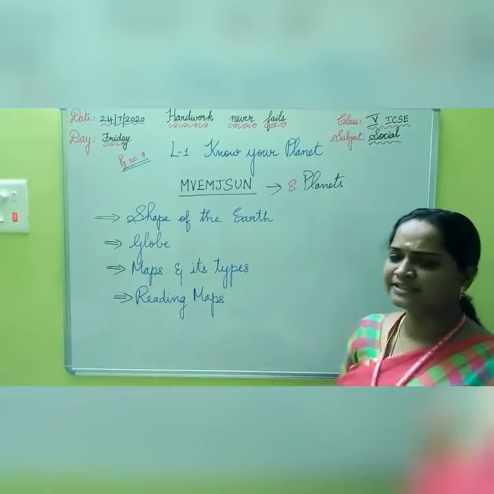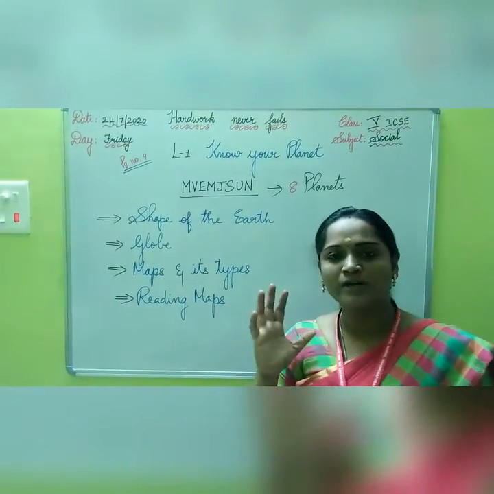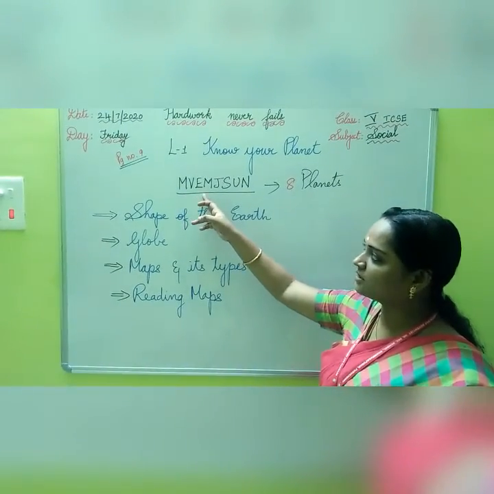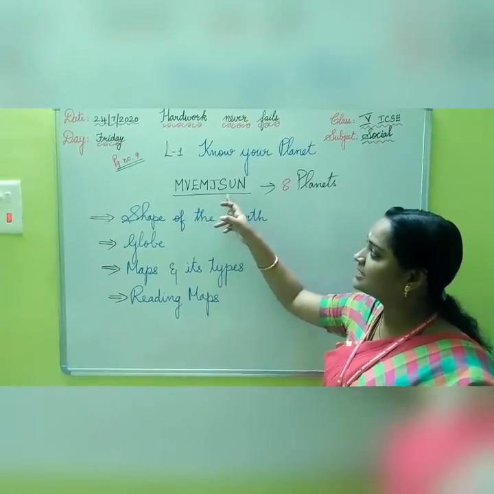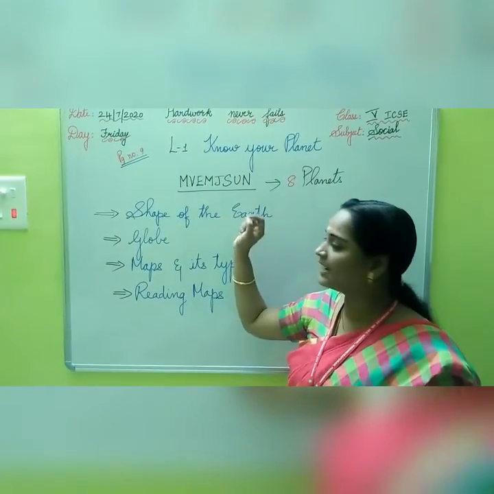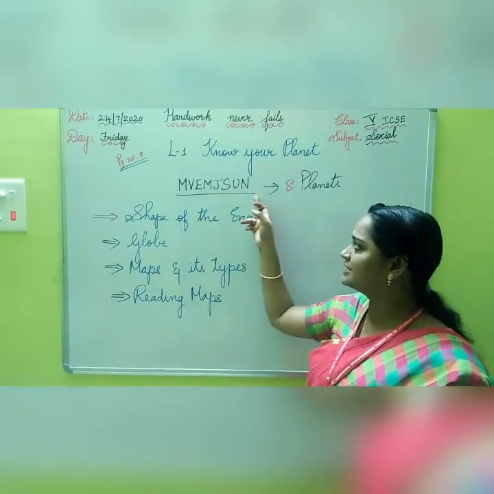Which is a planet, children? It is our Earth, isn't it? So what are the 8 planets in the solar system? Mercury, Venus, Earth, Mars, Jupiter, Saturn, Uranus and Neptune. So this is the easy way to remember the 8 planets, that is MVNJ Sun.